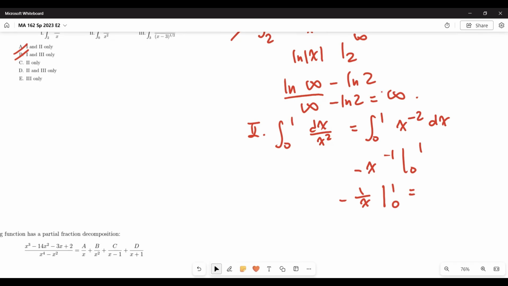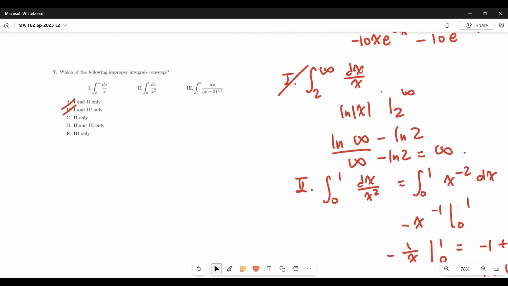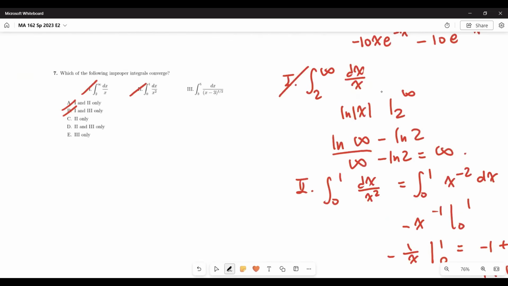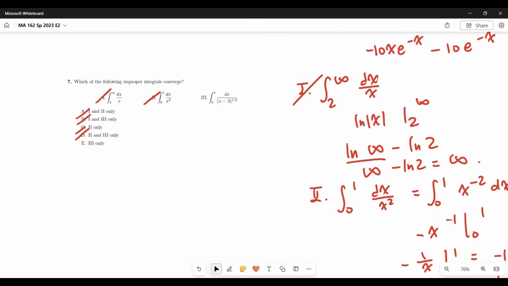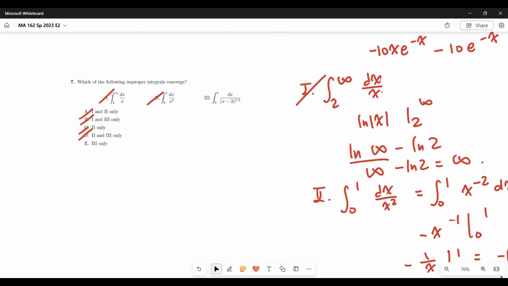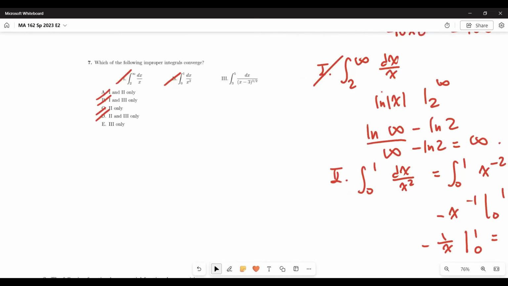Negative 1 plus 1 over 0. So 1 over 0 is undefined, right? So this is negative 1 plus undefined. So the answer for this 2 is undefined. So 2 is not right. So 1 and 2 are not right. So C and D are not right. So I'm assuming E is our answer, but I'll just show why it's E.